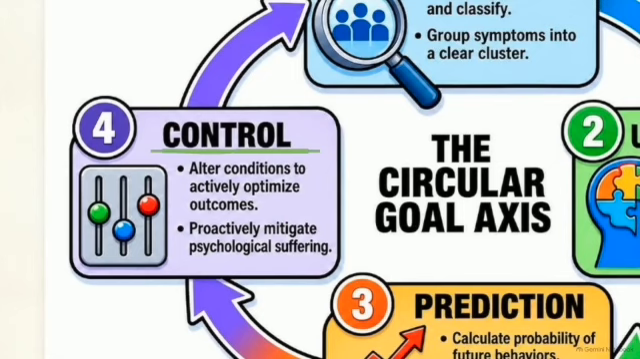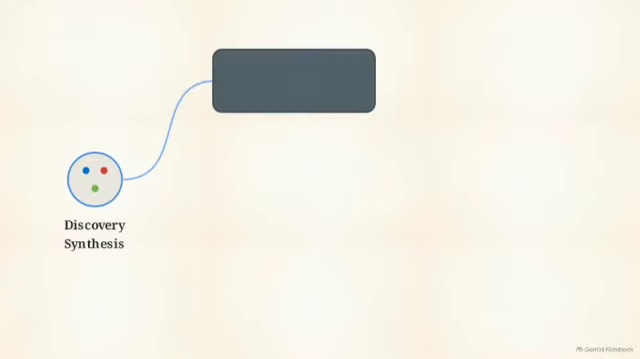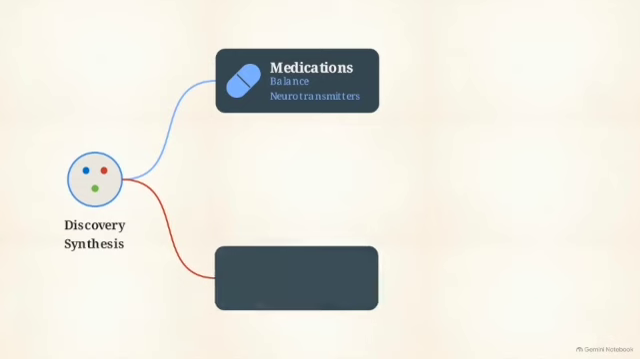This diagram advances to the final phase of the axis, control. The ultimate objective of psychological science is to actively alter environmental and biological conditions to optimize human outcomes and alleviate psychological suffering. An applied clinical intervention synthesizes these discoveries. Localized medications chemically balance neurotransmitter deficiencies, while structured cognitive behavioral therapies systematically work to reshape a patient's internal thought patterns.